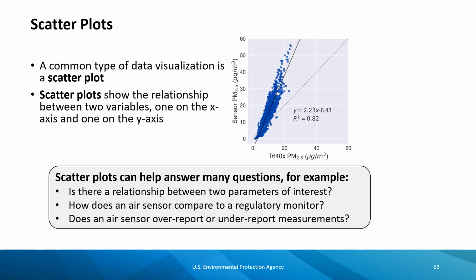Scatter plots are commonly used to show the relationship between two variables. Scatter plots can help to answer questions such as, is there a relationship between two parameters of interest? How does an air sensor compare to a regulatory monitor? Does an air sensor over-report or under-report measurements?